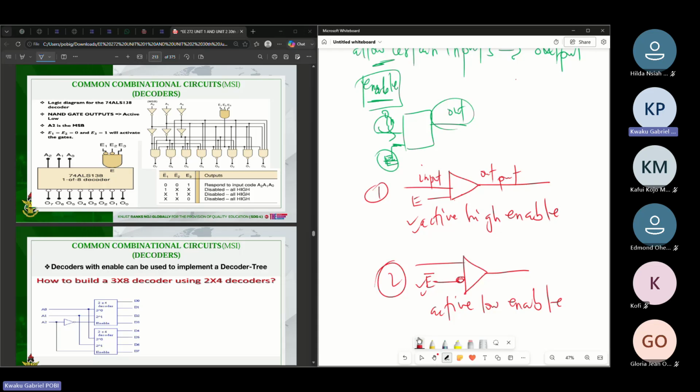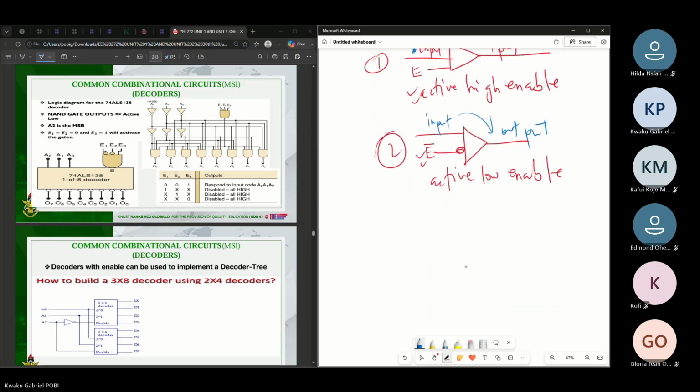If I'm going with 1, what that means is, if E is not high or 1, whatever input that you have here will not be seen here. And then for 2, if the enable is not a 0, whatever input is here will not be seen at the output here. There's just a buffer that I'm using to explain this.